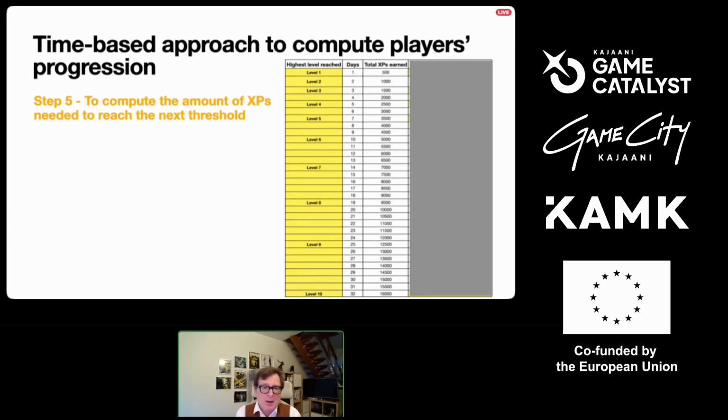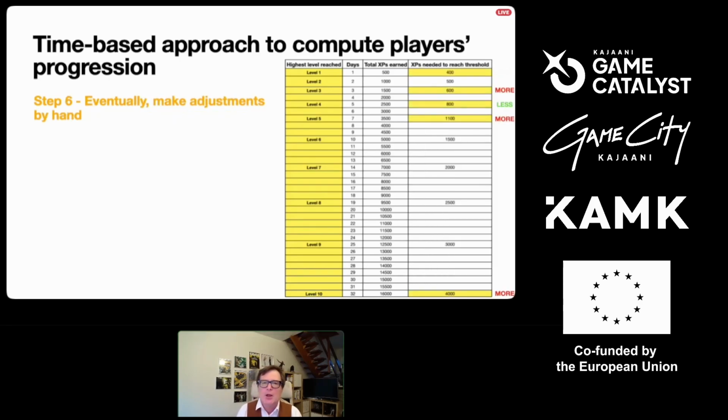Now, since I know how many XP my players will earn over time, it becomes easy for me to compute how many XP they need to earn in order to reach a given threshold. And this is step 5. So you can see that, it's kind of small on the screen for me, in order to reach like level 5, you need to earn in total 3,500 XP. Very simple to compute, again, because this example is very simple. Okay. But this is what some basic math can give you.